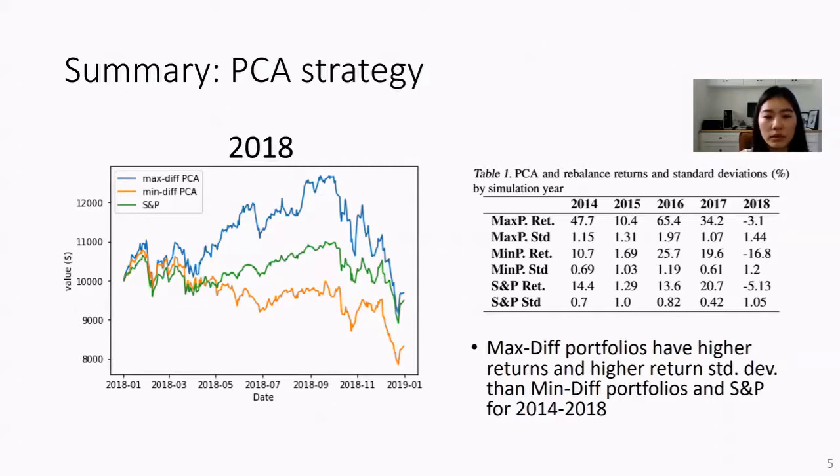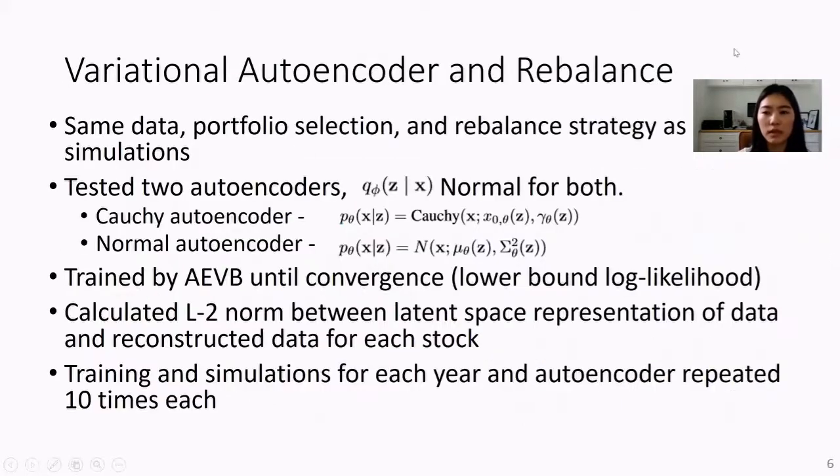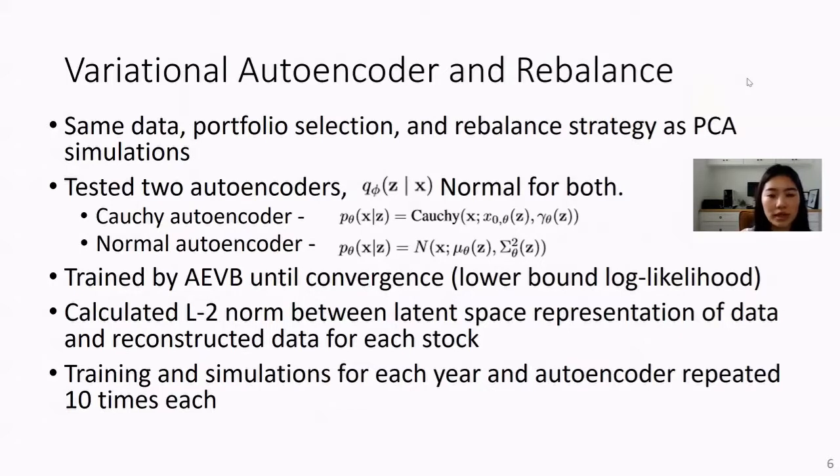The reason it worked was because PCA was not able to capture some of the unusual behavior of some of the stocks, and so we put those stocks into the max difference portfolio. We also use a variational autoencoder, with the same data, the same portfolio selection and rebalance strategy as the PCA simulations. We tested 2 autoencoders. The variational distribution Q was normal for both. The likelihood P of X given Z was Cauchy for one of them, and normal for the other.